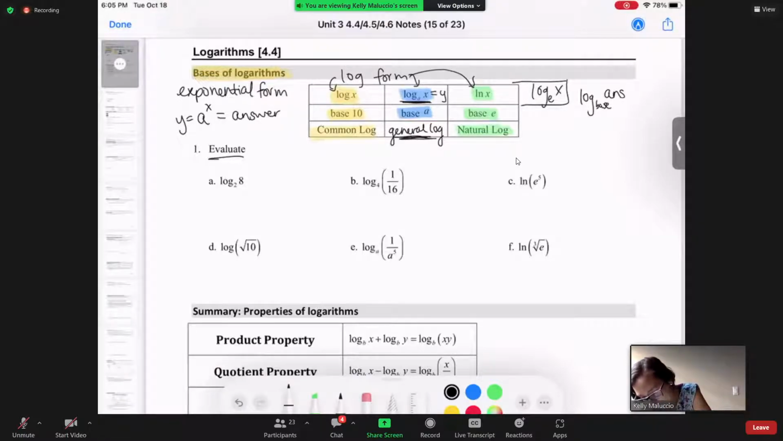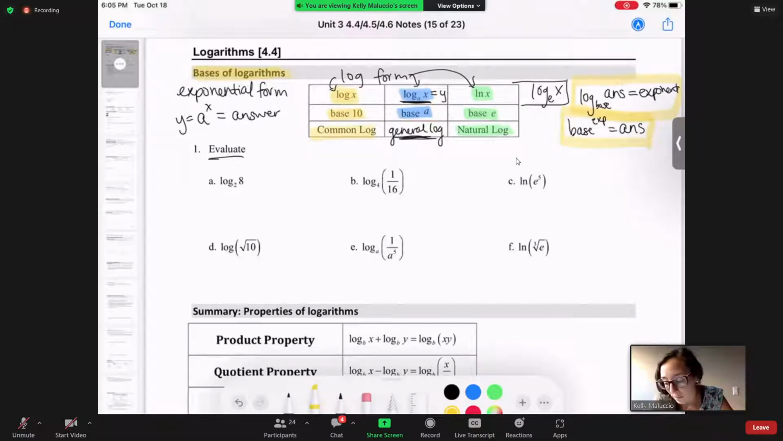What I call the answer goes here equals the exponent. And then base to the exponent equals the answer. This is kind of how I think of these two equations, as they're the same thing, right? Written differently. So if you can solve it better with the log, then you write it that way. If you can solve it better with base to the exponent equals answer, then you'd write it this way, right?